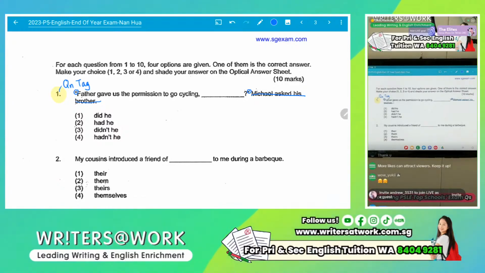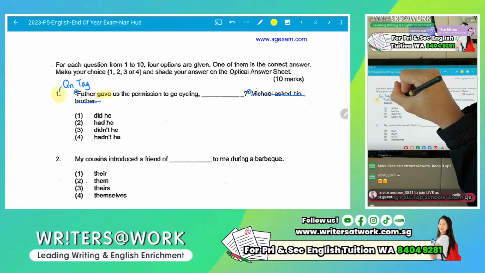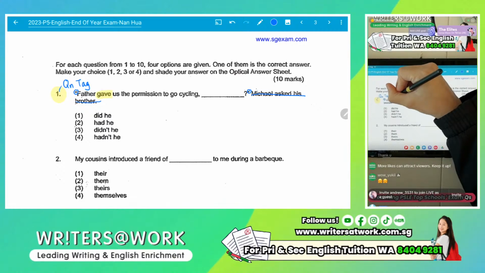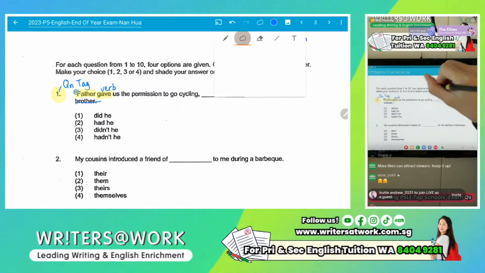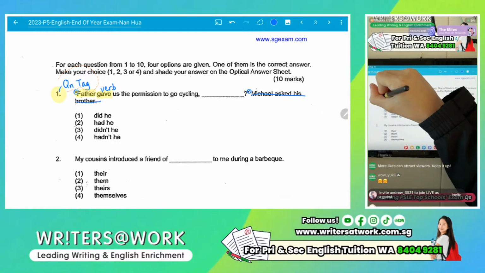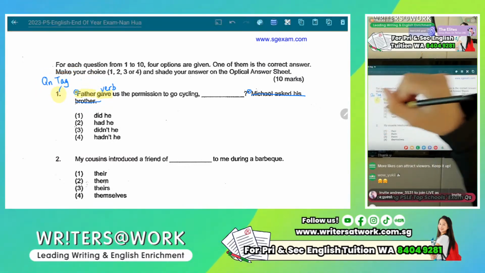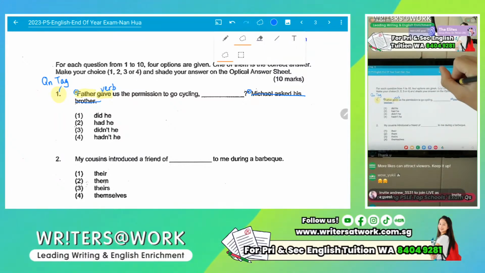We see, father gave us the permission to go cycling, blank, he. In the first half of this sentence, we have the verb. The verb over here is gave, right? To give someone is the verb. Who is the one giving permission? That will be father, right? Father is the one giving permission. So the one who gives permission, the one who carries out this verb, this action over here, is your subject. Let me move this out of the way because I think it's getting in our path. Father is the subject of the sentence.